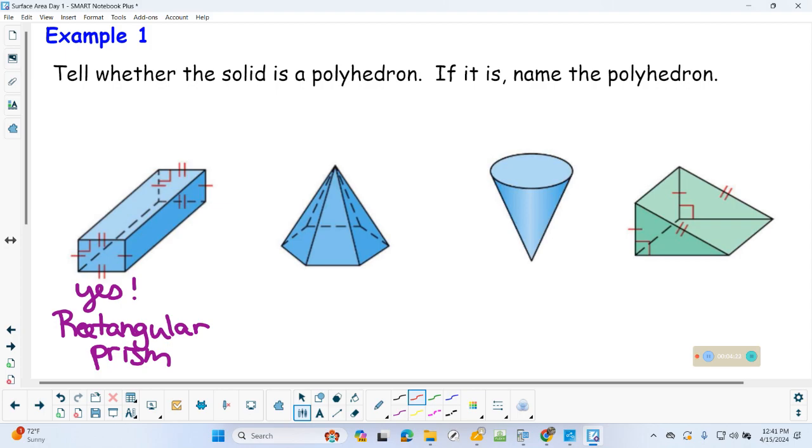All right, take a look at the next figure. Make sure everybody's done writing. First question, is it a polyhedron, yes or no? Yes. Next question, what sort of shape is the base? There we go. I hear all sorts of things. Hexagon, because you have 1, 2, 3, 4, 5, 6 sides. So I'm going to call it a hexagonal pyramid.